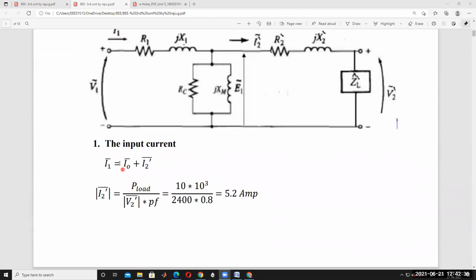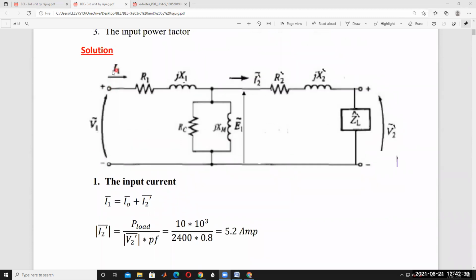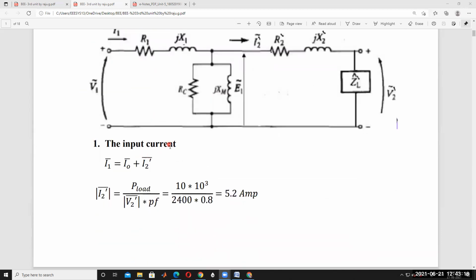Okay, so this input current is called I1. In series the current is the same, so the entering current is equal to the leaving current. This is I0, the no load current. There is I0 and I2, the current flowing to the load. So it is a phasor sum, or vector sum. I1 is equal to I0 phasor plus I2 dash phasor, otherwise I1 vector is equal to I0 vector plus I2 dash vector. So like this. Okay.